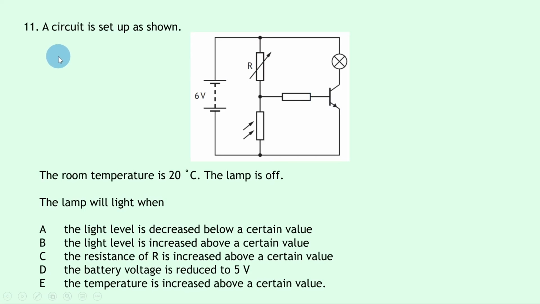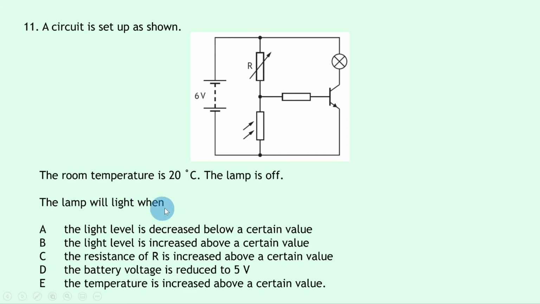Next we have question 11, and it says a circuit is set up as shown. So we've got this control circuit, also known as a switching circuit or transistor switching circuit, and we've got this 6-volt battery with an LDR and a variable resistor, a transistor and a bulb or lamp. It then says the room temperature is 20 degrees Celsius and the lamp is initially off.